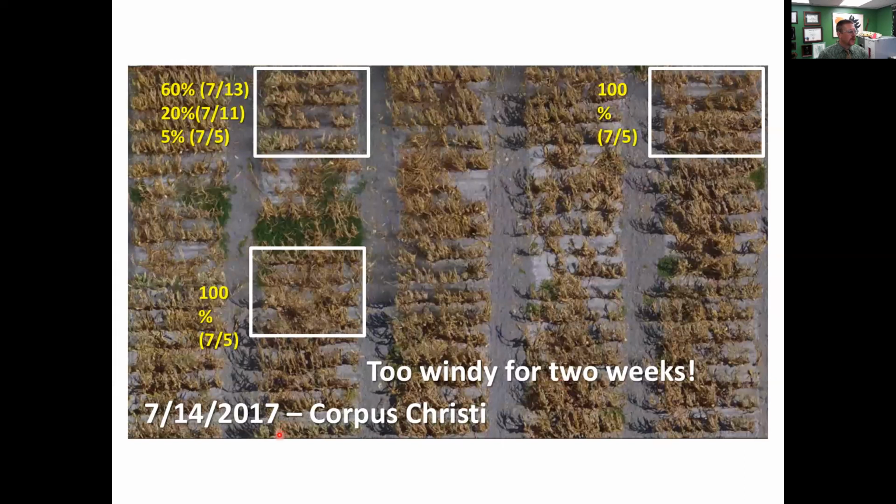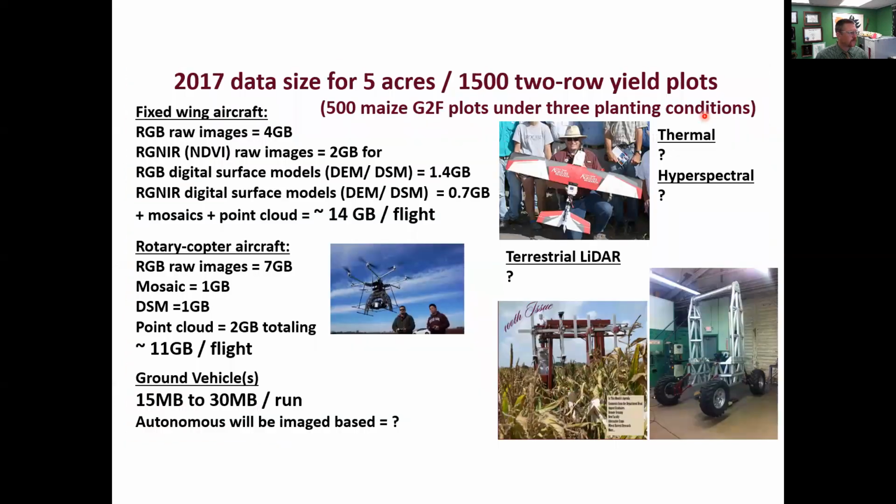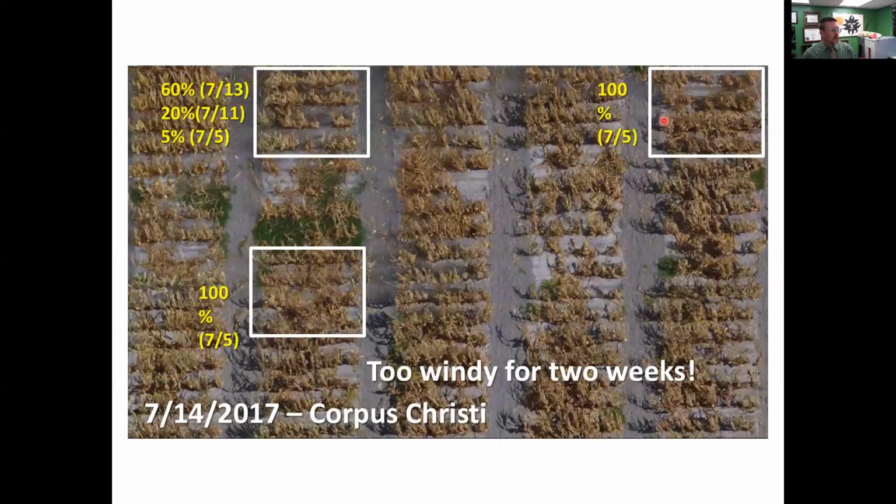Okay. And then we go back 2 weeks later because it was too windy. So that's one of the downsides of UAVs, you can't fly in the wind. We can see that these are starting to dry down now and these are completely dead. Okay. So that's just an example of another opportunistic thing.